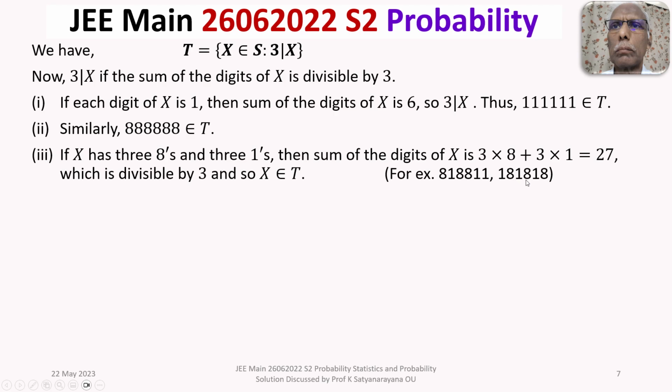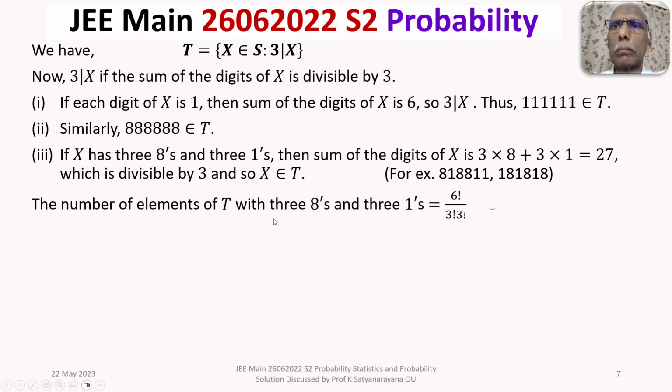1 8 1 8 1 8. This has 3 1s and 3 8s. So now the question is, how many of the elements of T have 3 8s and 3 1s? That's the question. So the number of elements of T with 3 8s and 3 1s is, so you have 6 places, and 3 of them of one type, that is having 8, and the remaining 3 of them of the other type, that's 1.